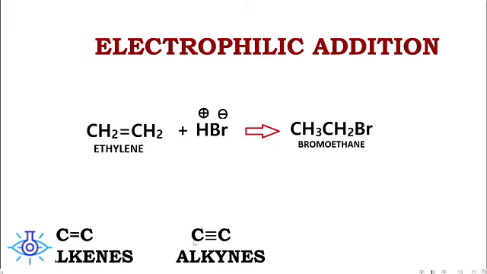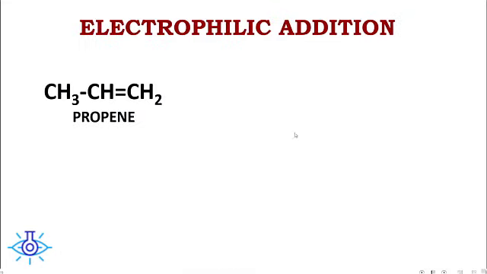That is, hydrogen is adding to one carbon of the double bond and Br minus is adding to the other carbon of the double bond. So, on either side of the double bond, addition is occurring, resulting in formation of bromoethane. Now, let us look into one more example of electrophilic addition of HBr on propene.